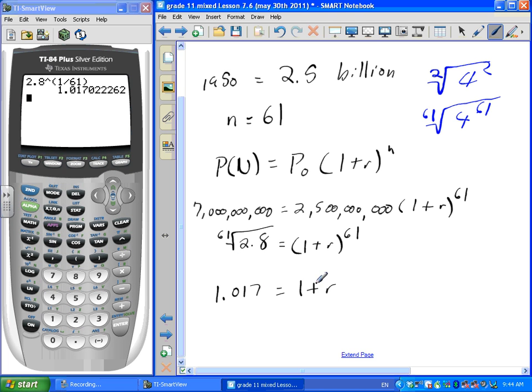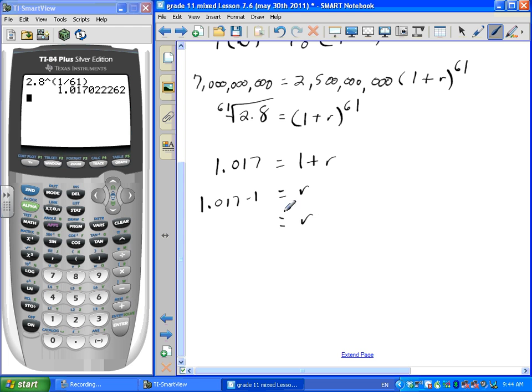Okay, so I still have to isolate for R, so I bring 1 to the other side. I have 1.017, subtract 1. It turns out the growth rate was 0.017, which as a percentage is 1.7%. That is exactly what the book had predicted. That's amazing. I can't believe they knew that.